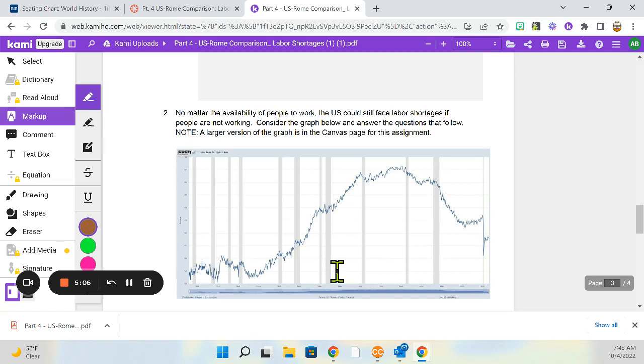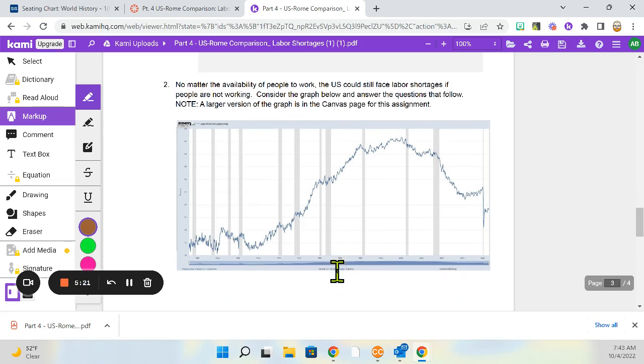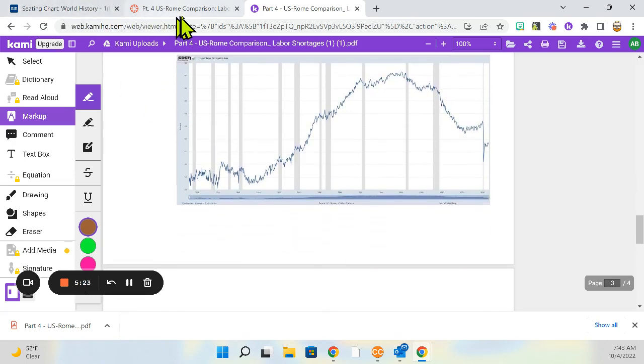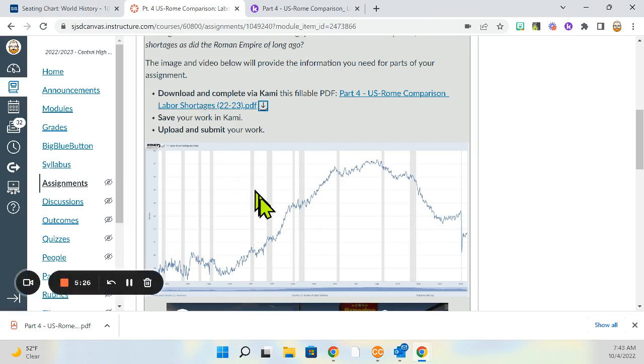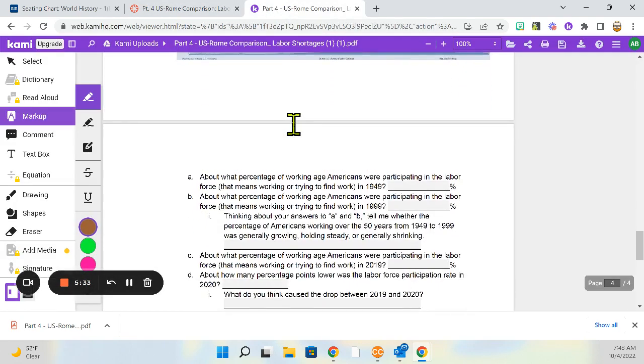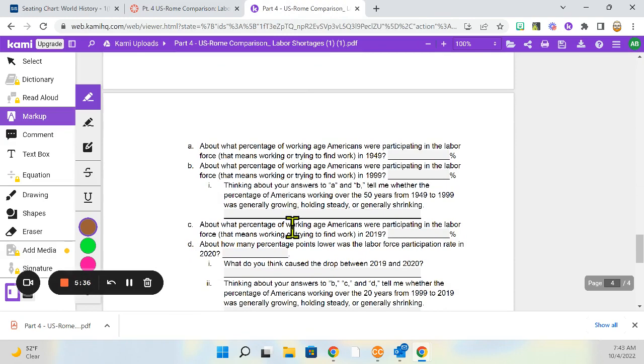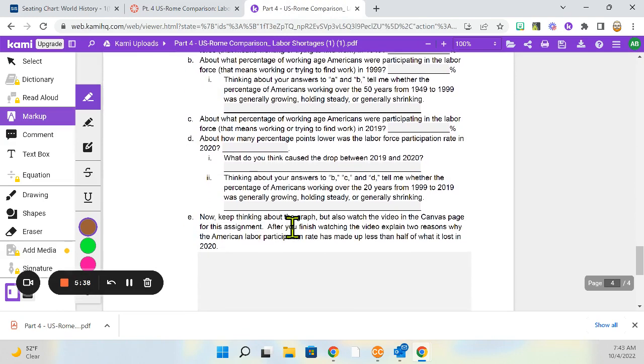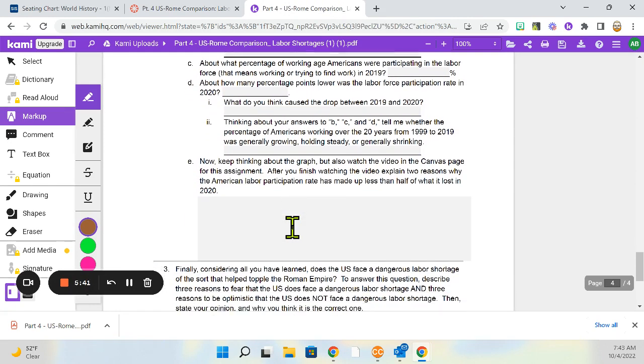But the number of people we have here doesn't matter if those people aren't actually trying to work. This graph is going to help you figure out whether Americans or people who come to this country are working. And again, there's a larger version of that graph on your Canvas assignment page, because you can go full screen with that and see it in more detail. These questions are all about that graph above.